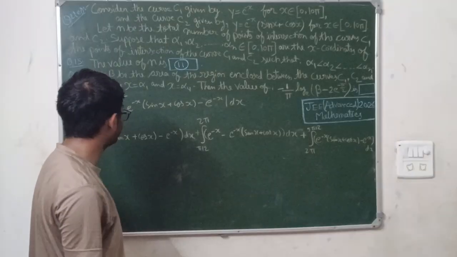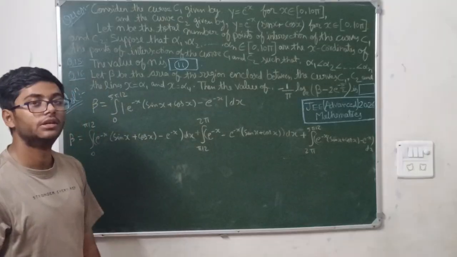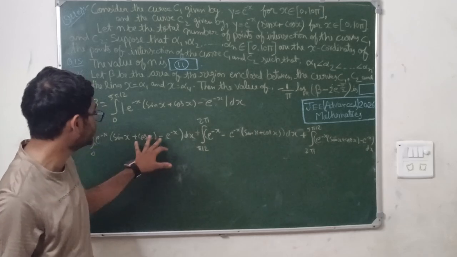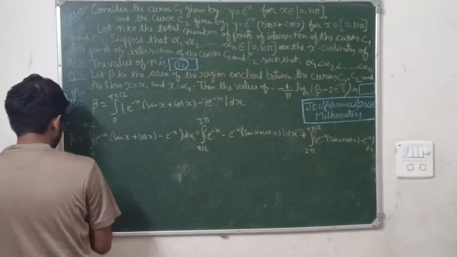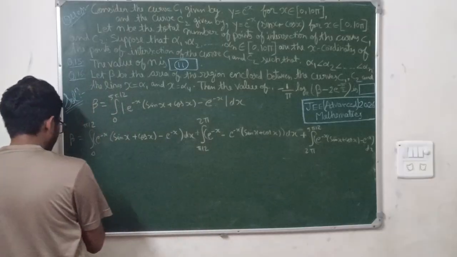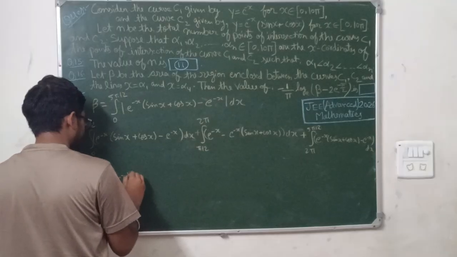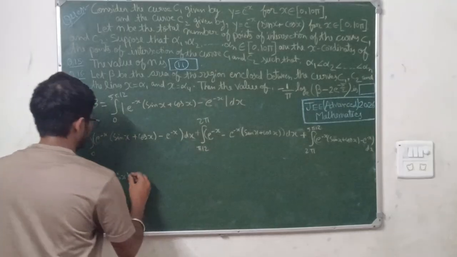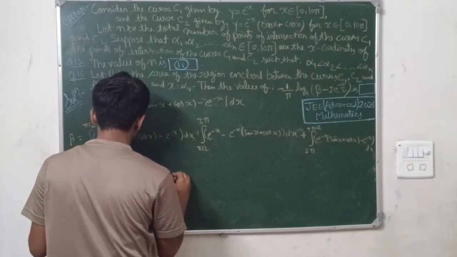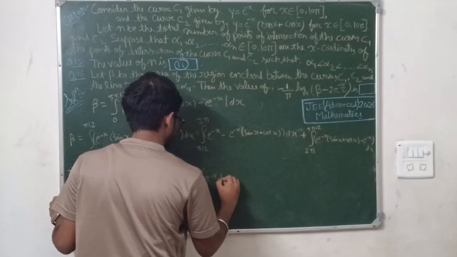Okay. So first of all, what we will do, we will integrate e to the power minus x (sin x plus cos x minus e to the power minus x), and we will substitute the different limits. So first of all, I will show you how to integrate this, and then we will substitute the different intervals. So first of all, you have to integrate what? e to the power minus x sin x dx, you can open the brackets, plus e to the power minus x cos x dx minus the integration of e to the power minus x dx.